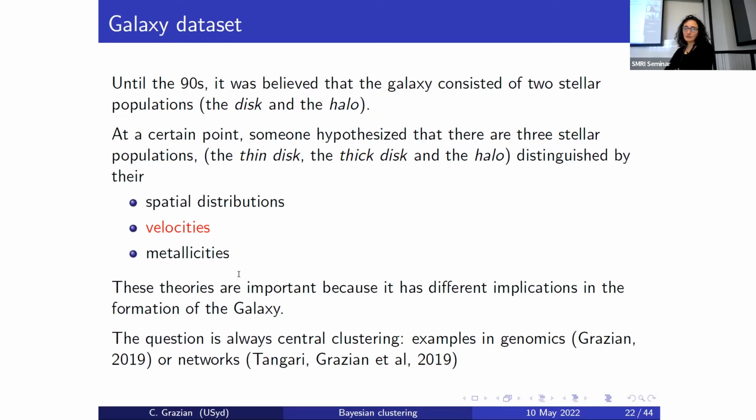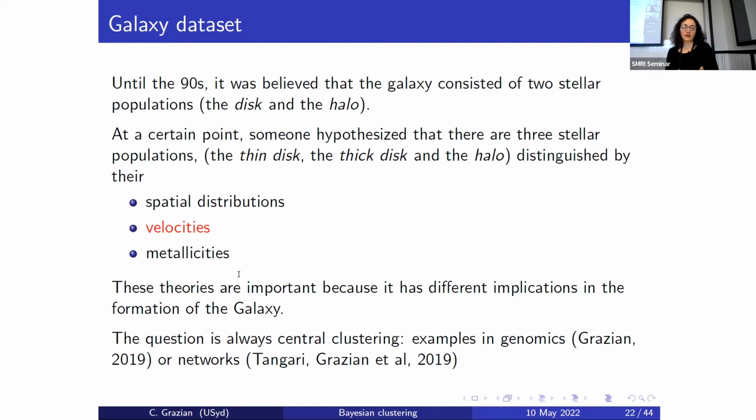I'm going to give some example on a data set, trying to be quick, which is extremely famous in clustering, which is the Galaxy dataset. Usually this is an example where statisticians use it because it's famous. But I think the reason of this dataset, or the question behind this dataset, was forgotten.